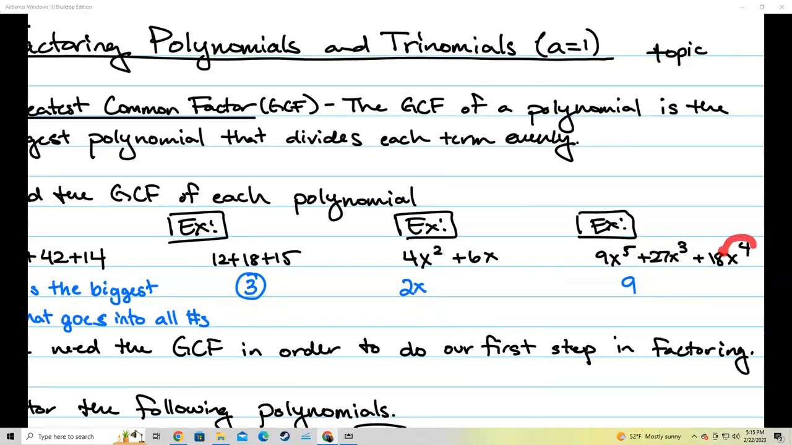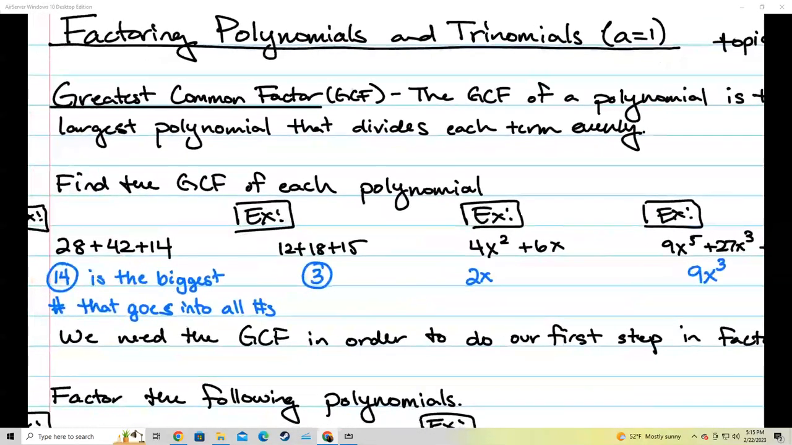And I could pull away 3 x's from here, and when I do that, I'd still be left over with an x. If I try to pull away 4 x's, this does have enough. This one does not have enough, so I can't say that it's x to the 4th. The most amount of x's I can pull out from every single term would be 3. All right, so those are my GCFs.